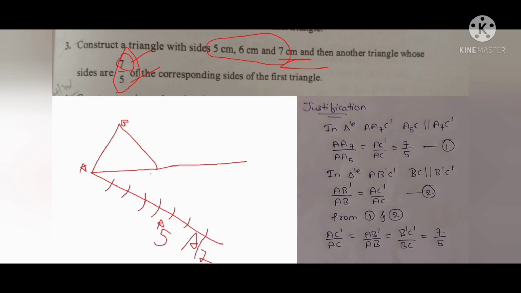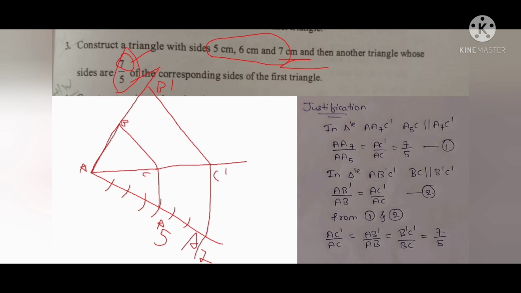Okay, next you have to attach A5 to C. After doing that we put an arc from A7 to the upper side. We will name it C1. Otherwise, we will take C dash. Similarly, in the upper side we have to take B dash. Let's name the arcs: C dash and B dash.